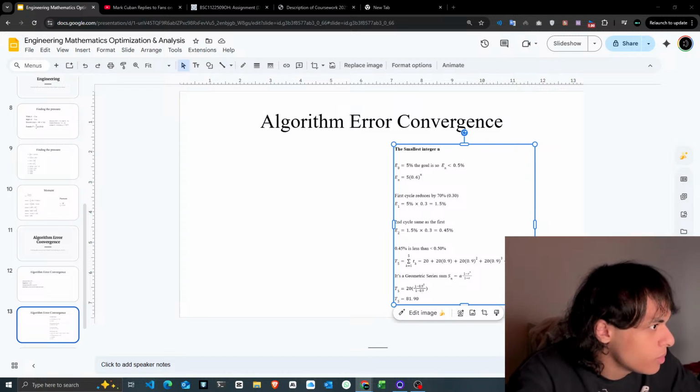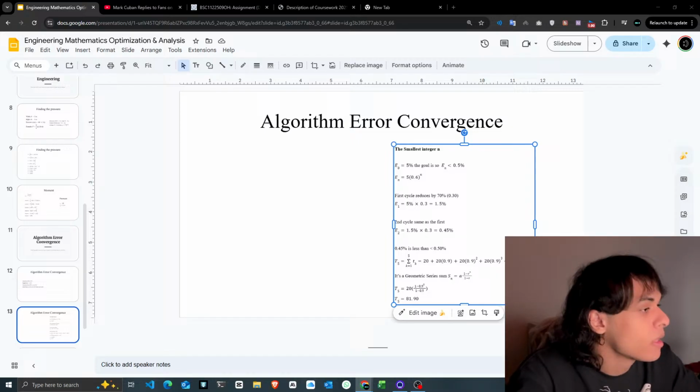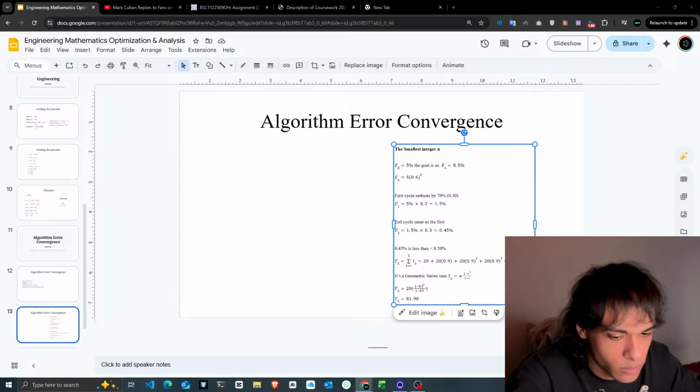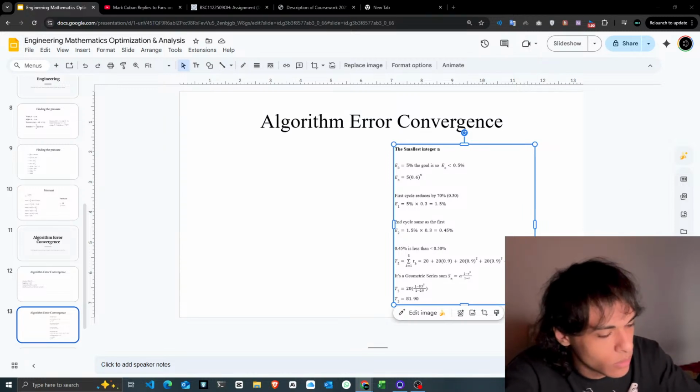Divide both sides by 0.5. Divide both sides by 5, and then we take the ln of both sides. This is to find the L.